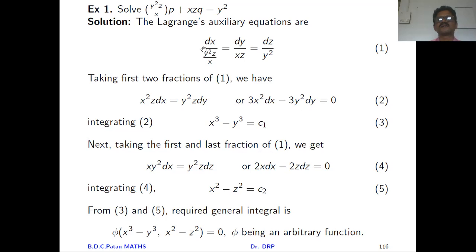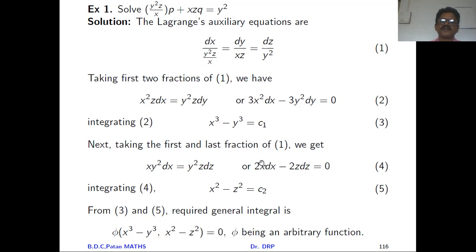Now take the first and last, this and this, so that y square gets cancelled. The x will be in the numerator and shift this z here, which means it gives x dx equal to z dz. And in that case, again you will get the equation in variable separable form. To get the integral, you first multiply that equation throughout by 2. It gives x dx equal to z dz. Multiply by 2 and shift this term to the LHS. It gives 2x dx minus 2z dz equal to 0.